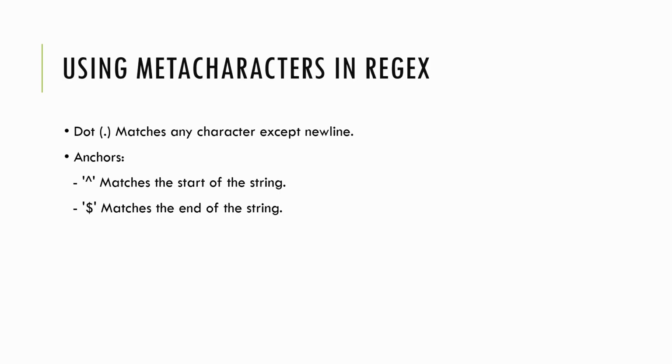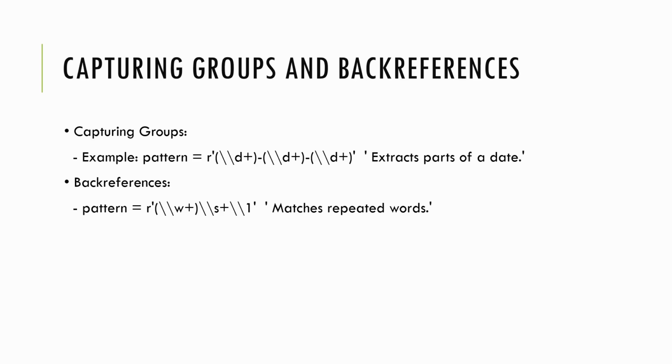Meta characters like the dot are used to match any character except a new line, while anchors like caret and dollar match the beginning and end of a string respectively. One of the powerful features of regex is capturing groups. By using parentheses, we can group parts of the pattern and refer to them later. Back references allow us to match the same text as a previous group.